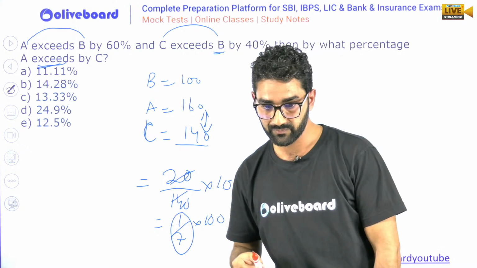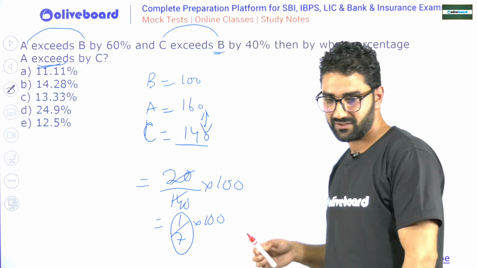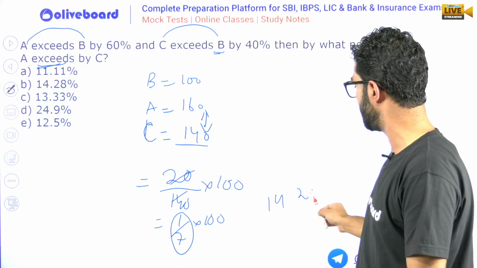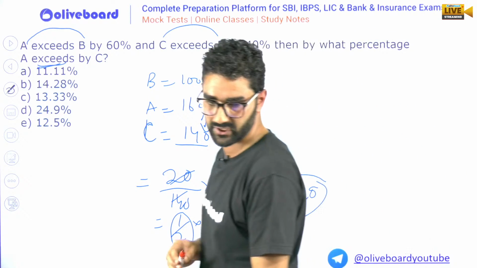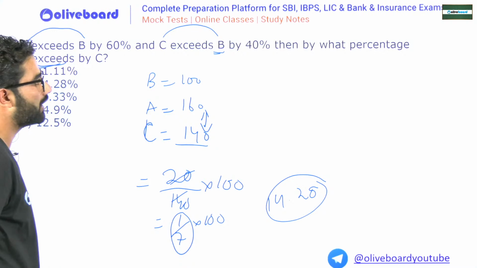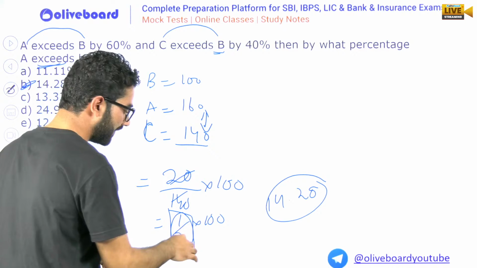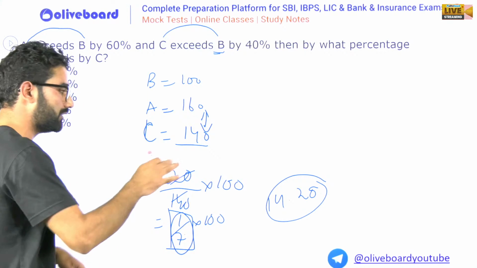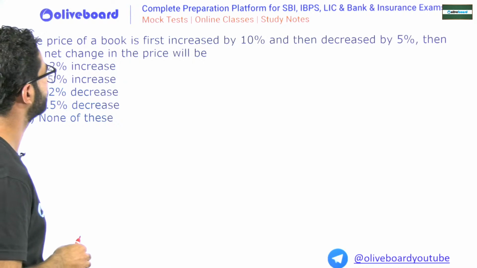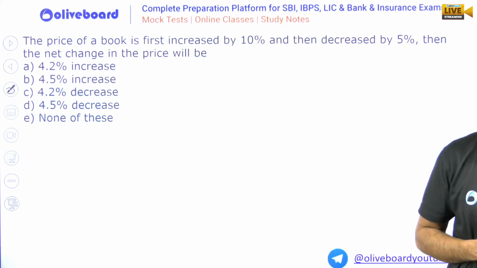So that will be 14.28. The answer, option B, will be the correct option. You have seen the importance of this value. You don't have to calculate it now, you don't have to divide 100 with 7. Obviously, you know everything regarding this percentage. This question is from successive percentage.